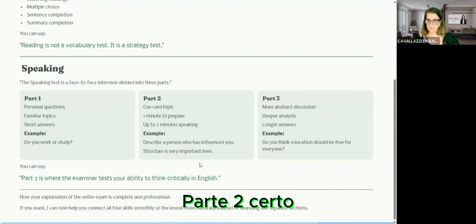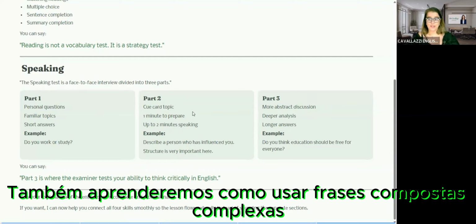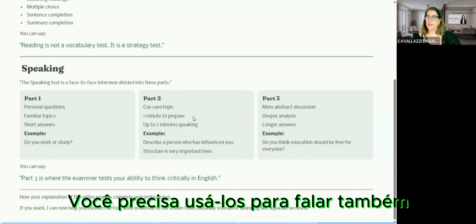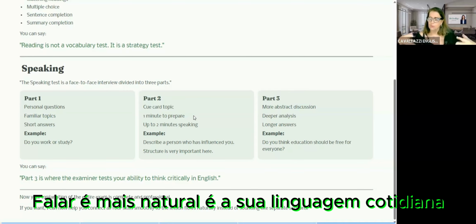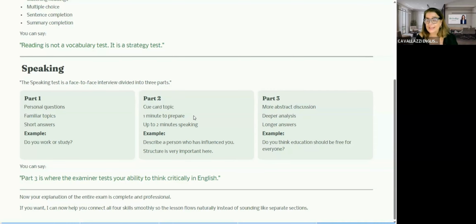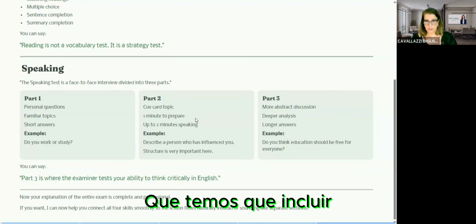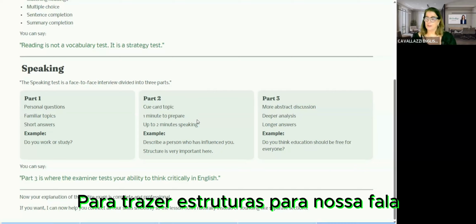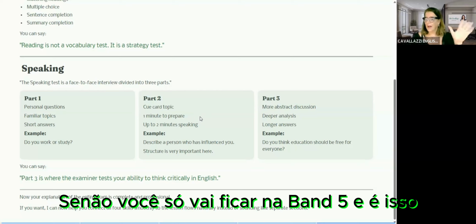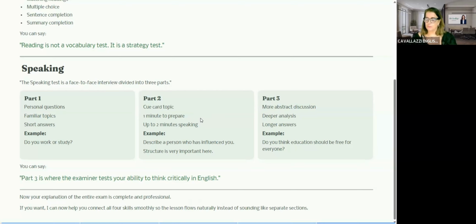And of course, in speaking, we'll also learn how to use complex compound sentences. Just like in writing, you need to use them in speaking too. Speaking is more natural, it's your everyday language, it's not as academic as writing, but we have to bring structures into our speaking in order to raise the band score. Otherwise, you'll just stay at band 5 and that's it. Even if you speak fluently, okay?